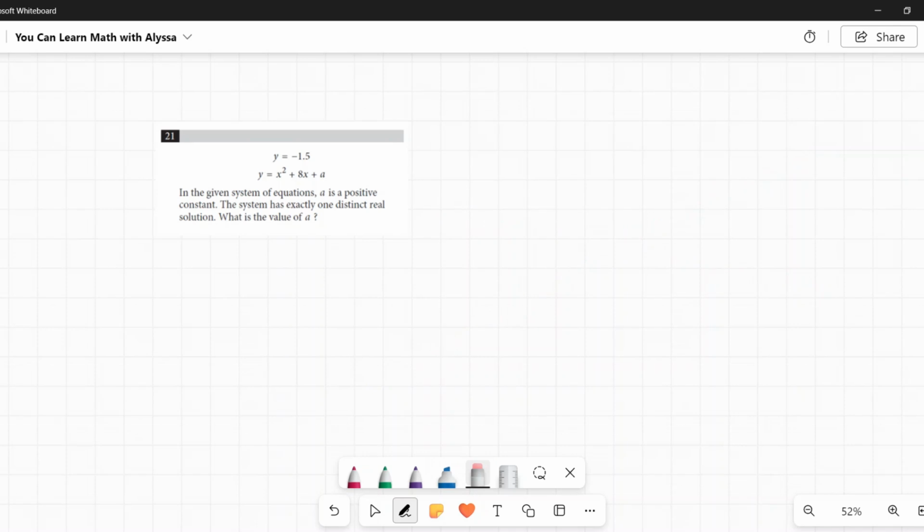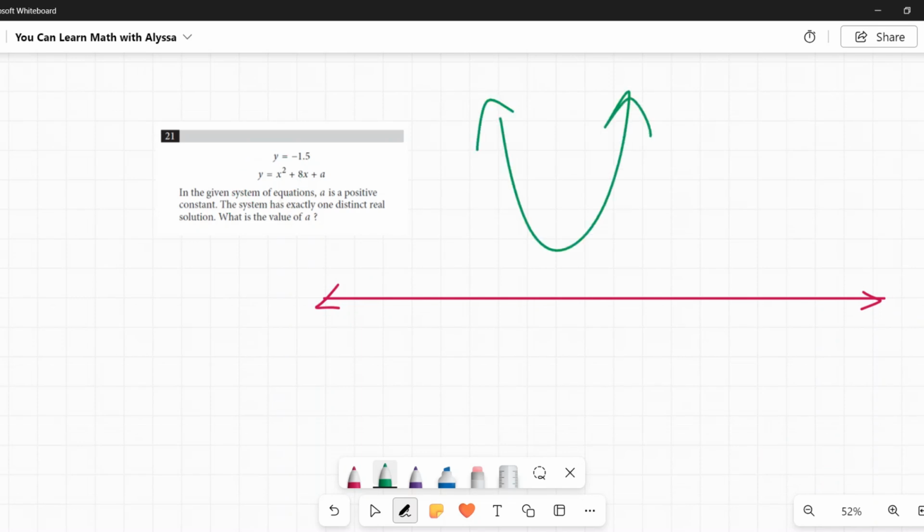Here we have a line and we have a quadratic, or a parabola. So the line is y equals -1.5. That is a horizontal line. And then we have this parabola. Don't know where it is yet, but we know it's opening up because it is a positive x squared. So we know it's opening up like that. And it's saying that this system with these two things has one solution.